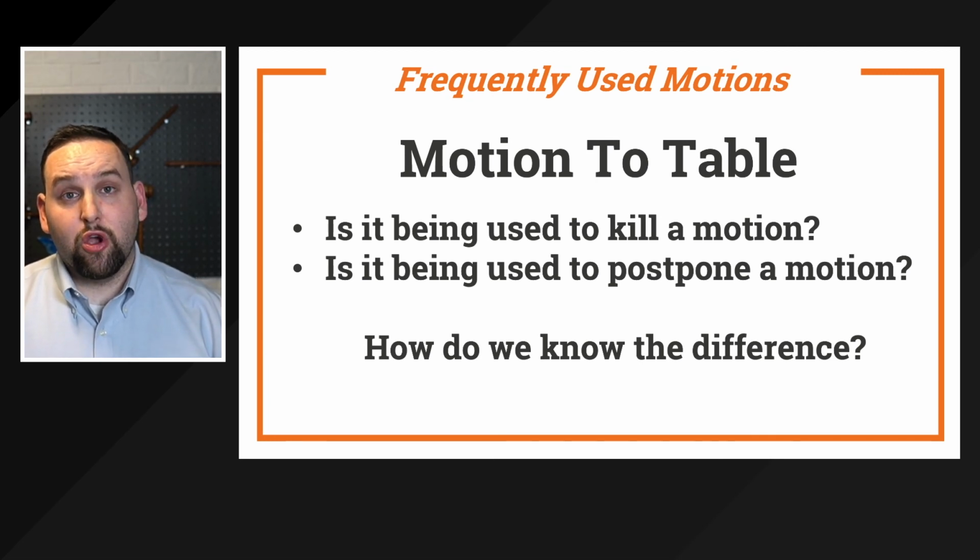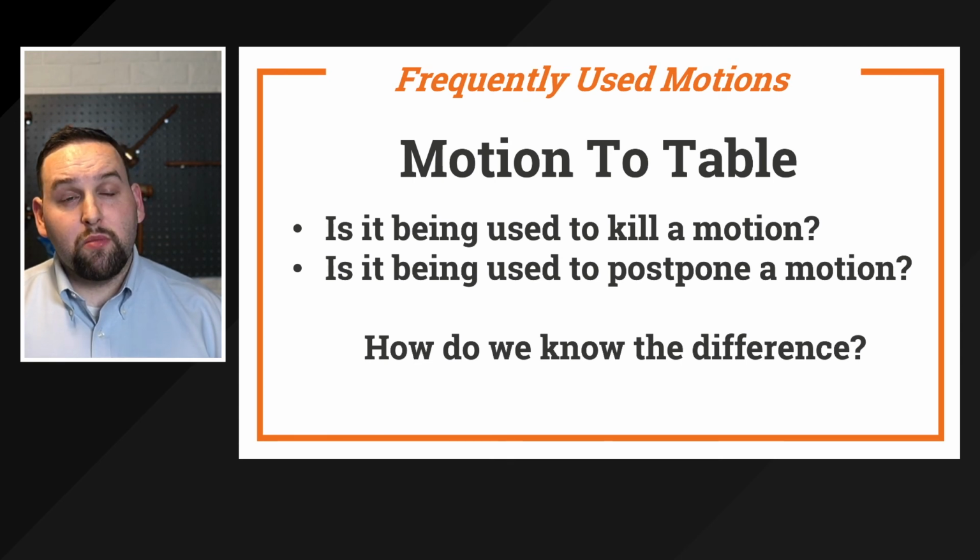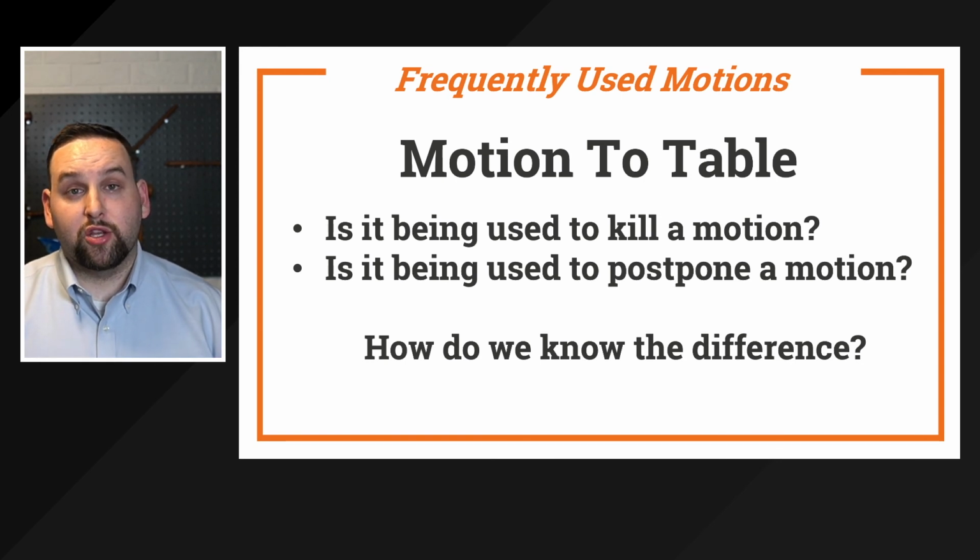Both of those have their own motions. If you want to kill a motion, it's the motion to postpone indefinitely. If you want to postpone a motion, it's the motion to postpone to a certain time or to postpone definitely. Again, this would be a motion to postpone the pending question to the next meeting or to the next regular meeting. So what is the motion to table if it's not one of these things?